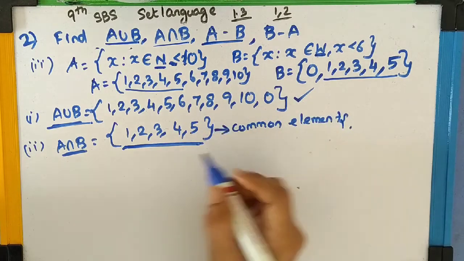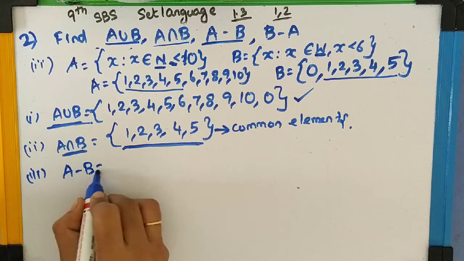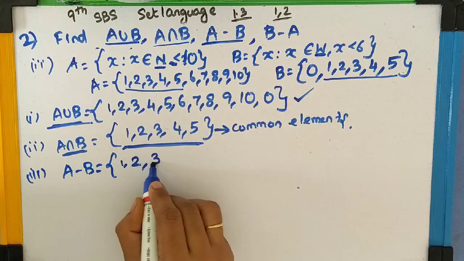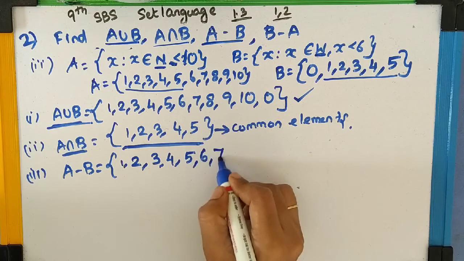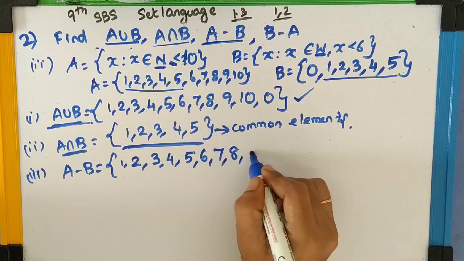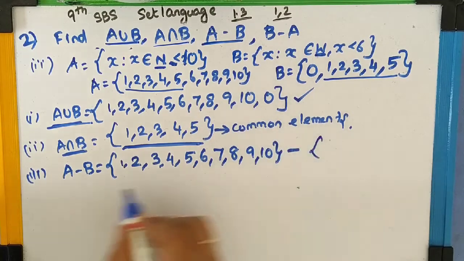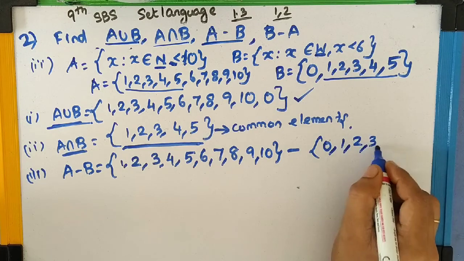For A difference B, we have to first write the set A: 1, 2, 3, 4, 5, 6, 7, 8, 9 and 10. Difference B. Now tell me what is B? Yes, 0, 1, 2, 3, 4 and 5.